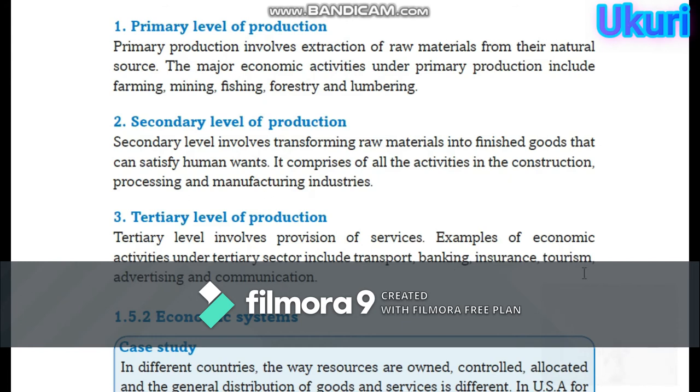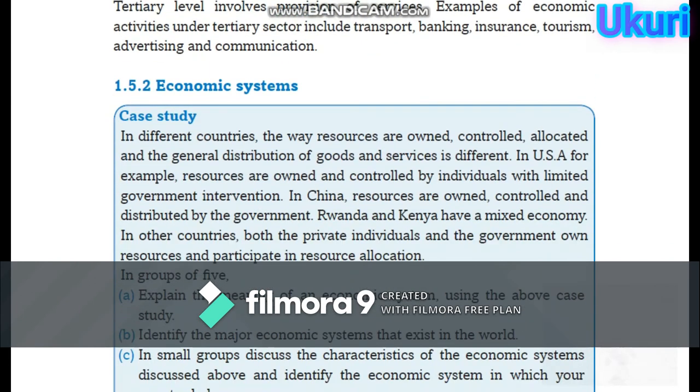Yeah, those activities belong in the tertiary level of production.